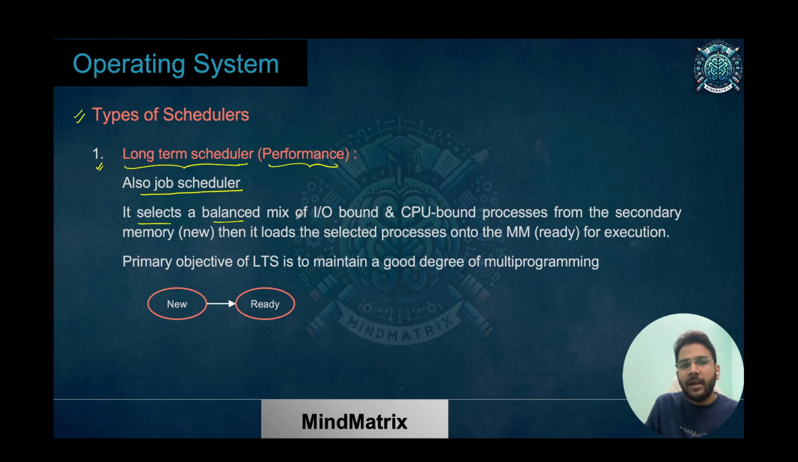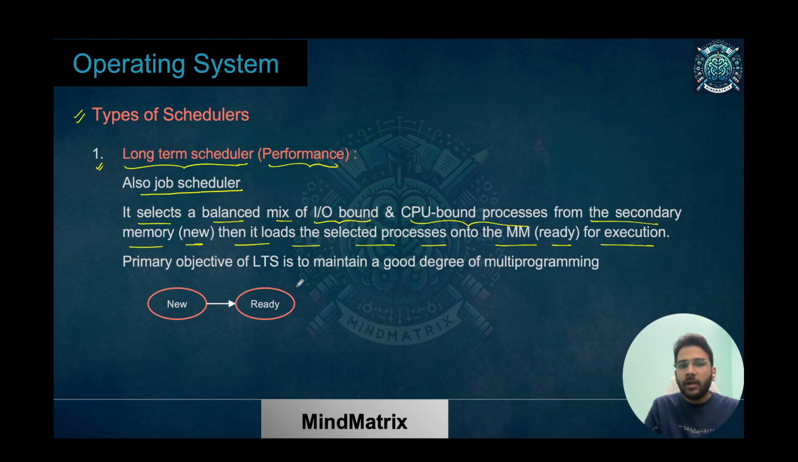It selects a balanced mix of input output bound and CPU bound processes from the secondary memory, that means in the new state, then it loads the selected processes onto the main memory, that means the ready state for execution. So the long-term scheduler is going to select a well mixed set of CPU bound and input output bound processes. That is also necessary, right? If it selects all CPU bound processes, many input output devices will remain idle, and the input output bound processes will not be able to execute.